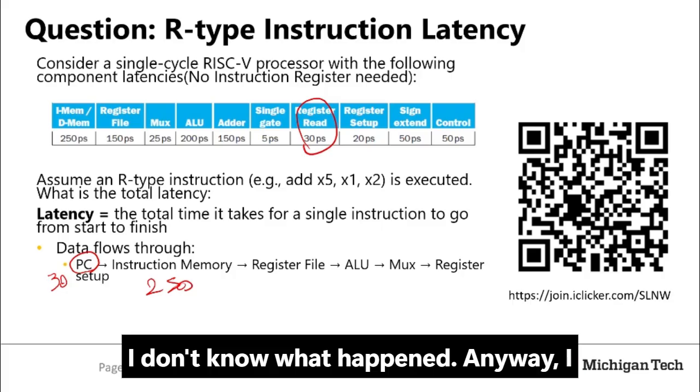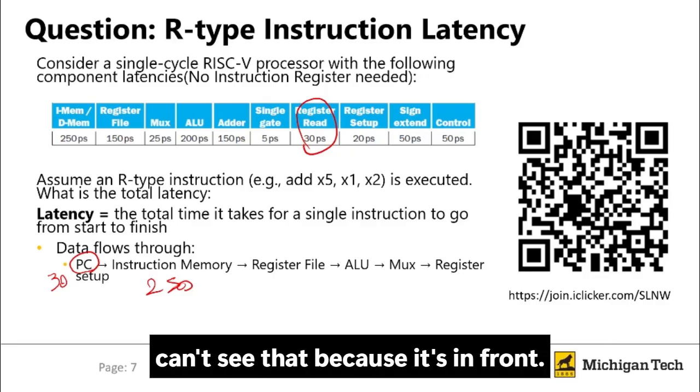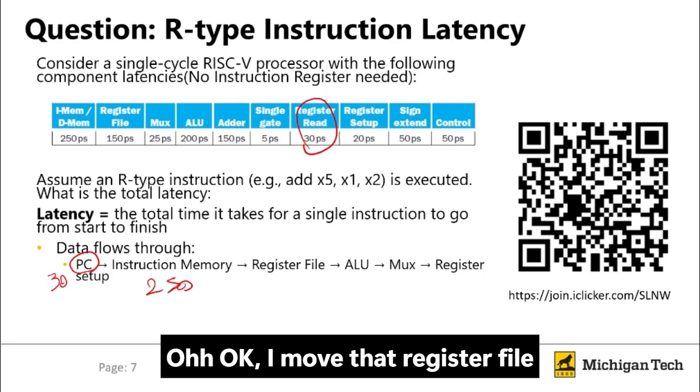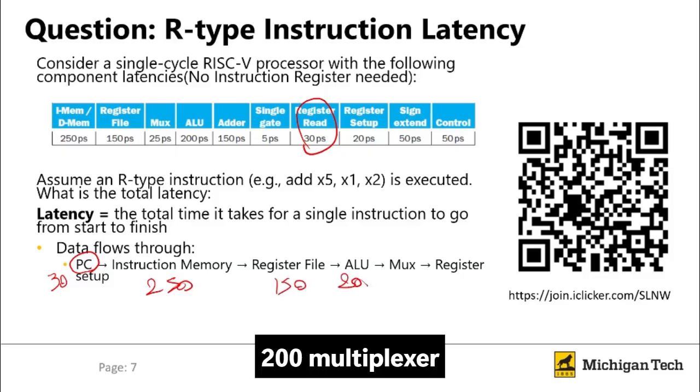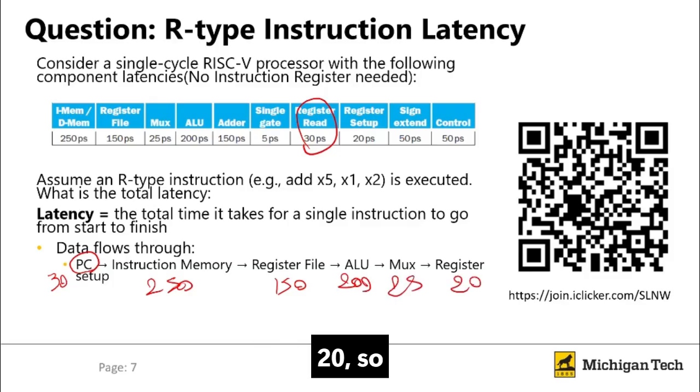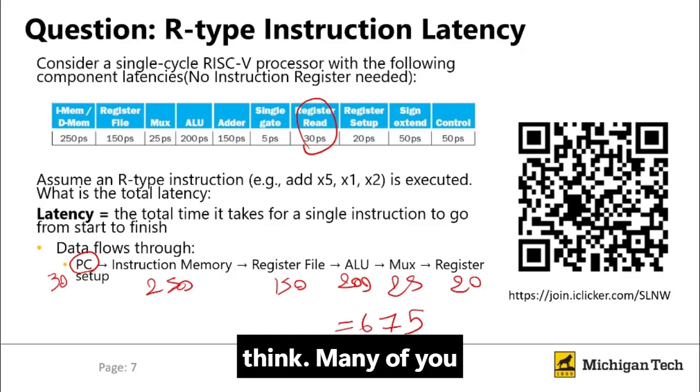Try to add them. Program counter is 30. Instruction memory 250. Register file 150. ALU 200, multiplexer 25, register 20. So overall it's going to be 675. So I think many of you did it correctly.